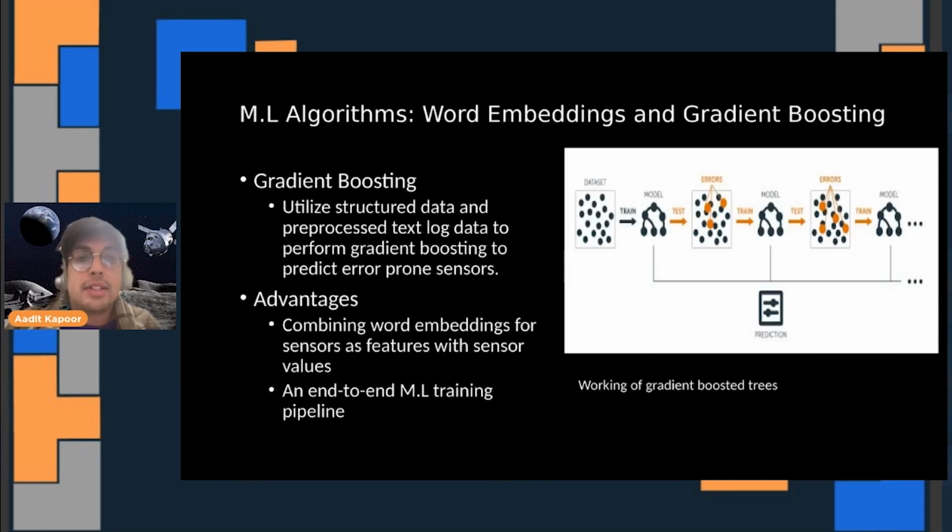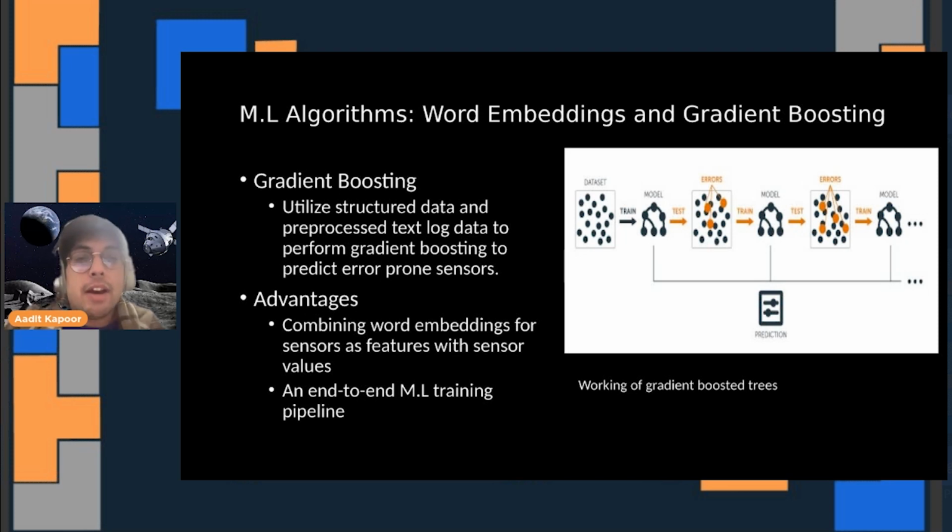So the next model is gradient boosting. As you could see, this is a working diagram of gradient boosting trees, where they take in a model and learn from its residuals and so on. This is an iterative process.